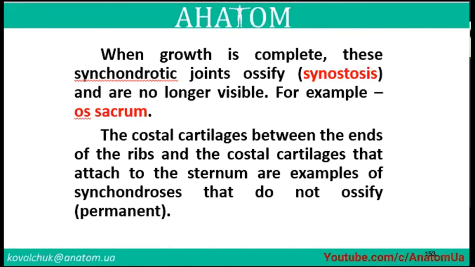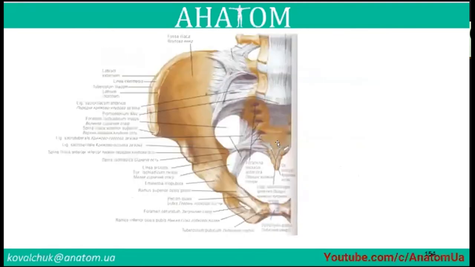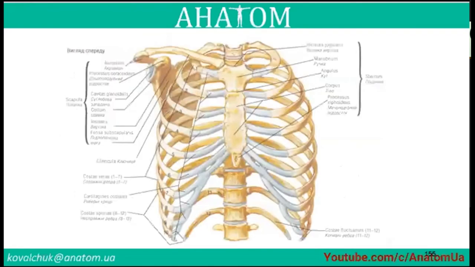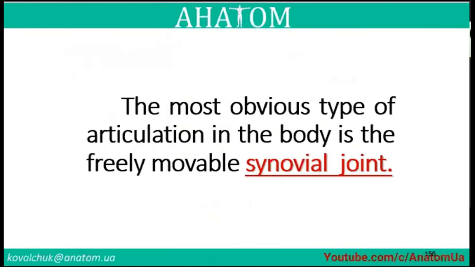For example, the sacrum. In the sacrum, five vertebrae together will stay as one bone. Next variant, different connection, for example, in a temporary in a sternum. And the most important type of articulation is the freely movable synovial joint.